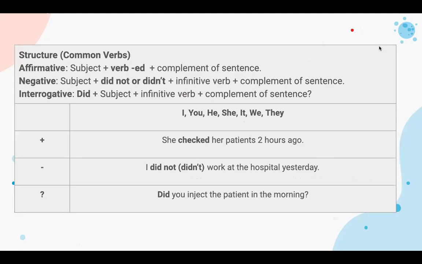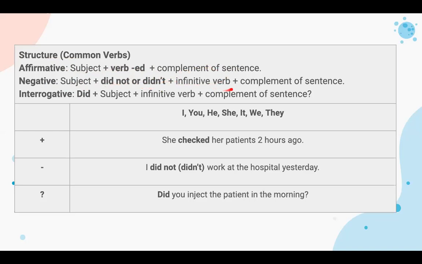And then we have this simple past with the common verbs. We have the affirmative, negative, and interrogative. Estos son los verbos comunes, todos los otros verbos que no sea el verbo ser, que es el verb to be. Subject, verb, plus ed, agregándole la ed, we make it in simple past, and the complement of the sentence. We have the negative, the subject, did not or didn't. Those are to make a negative.